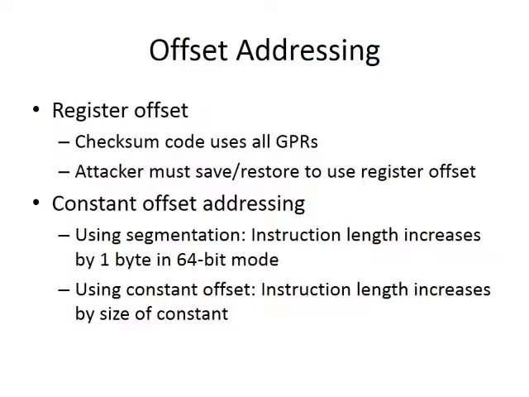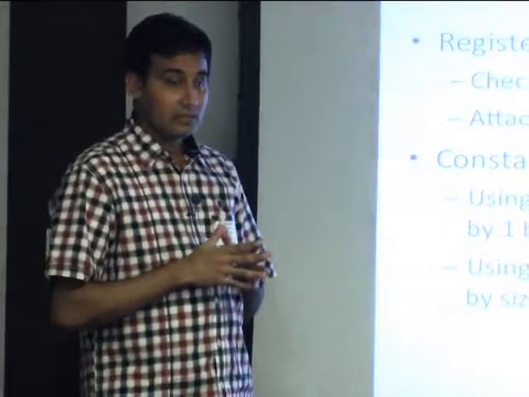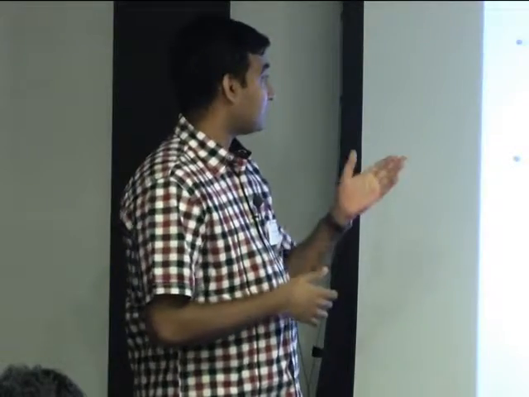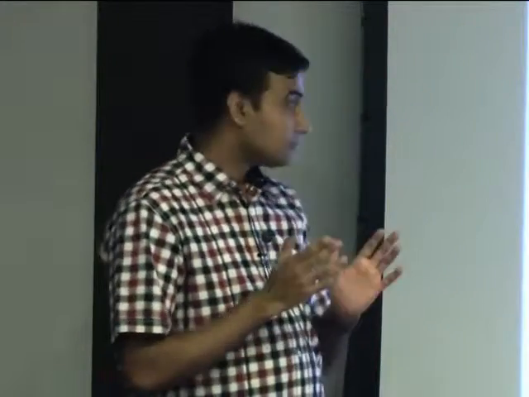So this sort of helps us get hold of the PC. But what about offset addressing? I mean, we saw earlier that it can be done with zero overhead, right? What do we do there? So here, there are two variants. Either you can use a register offset, or you can use a constant offset. Now, for register offsets, we said you have to use a register. So what if the checksum code simply uses all the registers, all the GPRs that are available? There are 16 of them on this x86 architecture. So let's make sure that all those are kept alive throughout the checksum computation. And so the attacker has to save and restore. So that increases the attacker's computation overhead.